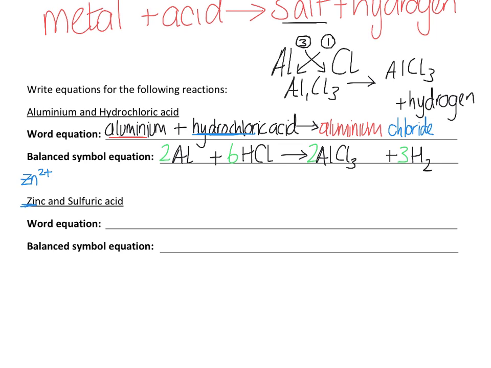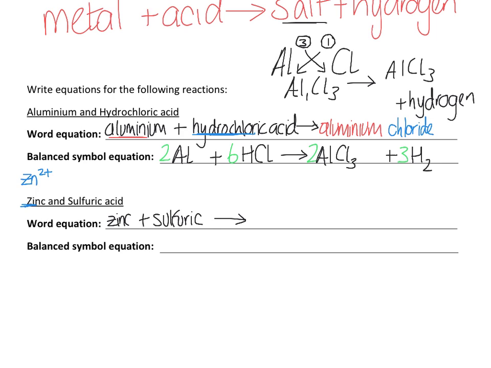Okay, zinc plus sulfuric acid now. So again, left hand side is easy. Zinc plus sulfuric acid reacts to give me, and you can almost see it, still see it at the top, a salt plus hydrogen.